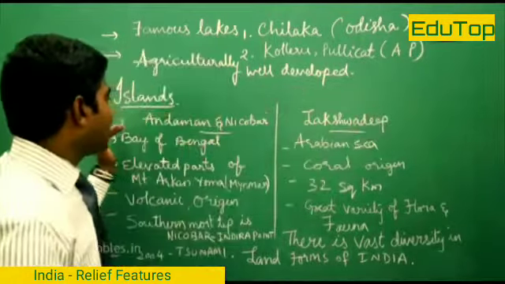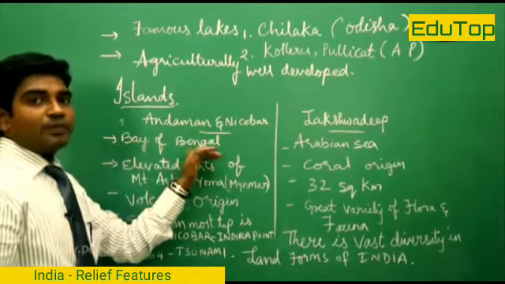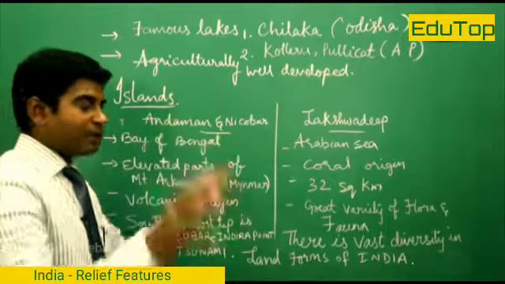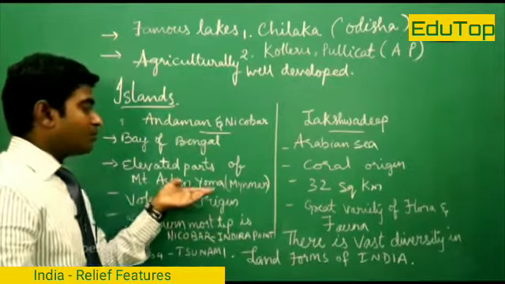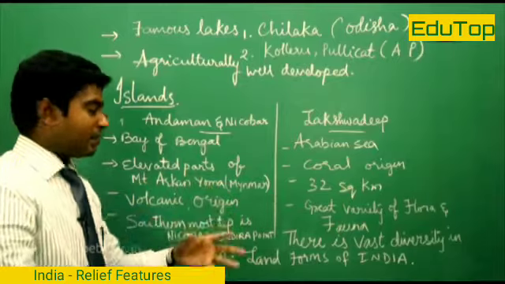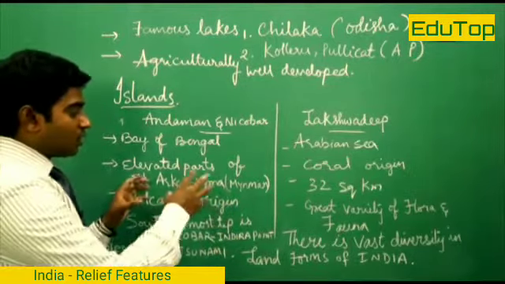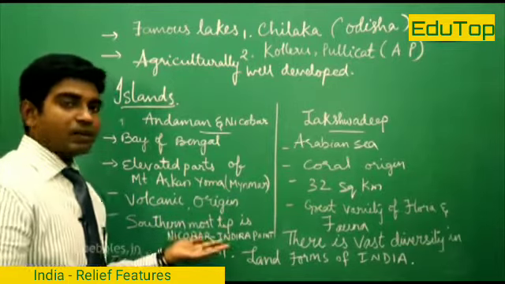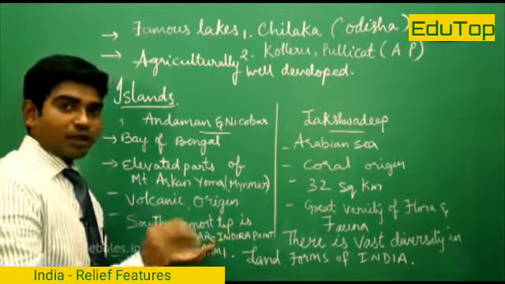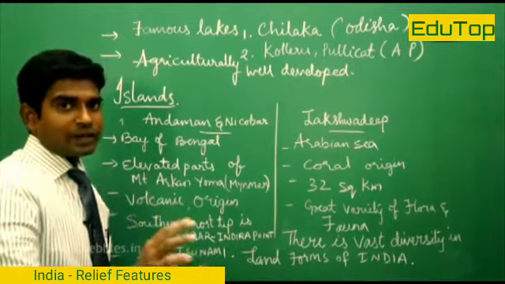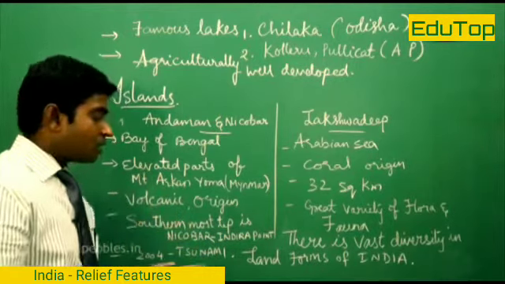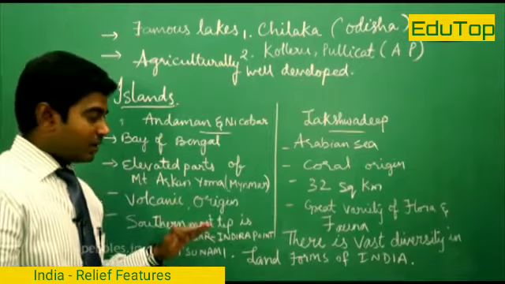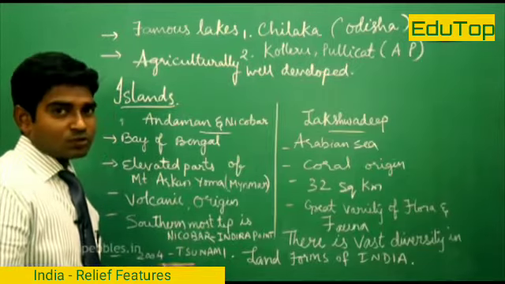Coming to the Andaman and Nicobar Island group, these are located in the Bay of Bengal. These are the elevated parts of the Arakan Yoma, a Myanmar mountain range, which got submerged during some period of time. These are of volcanic origin, and the southernmost tip of India, that is Nicobar Island, is also known as Indira Point. This Indira Point is not present right now. It got submerged in the 2004 tsunami. So there is no Indira Point existing at present.